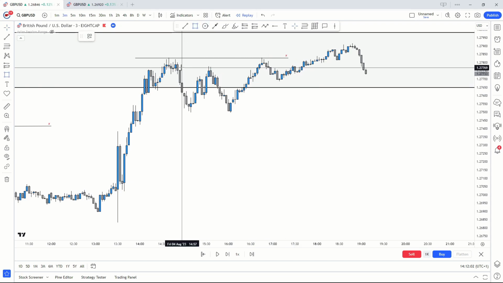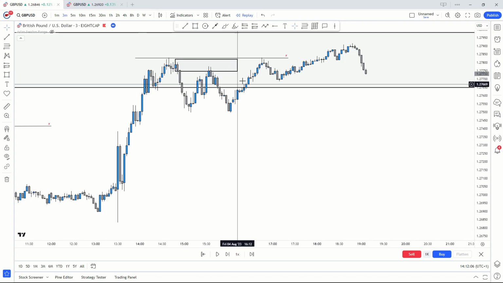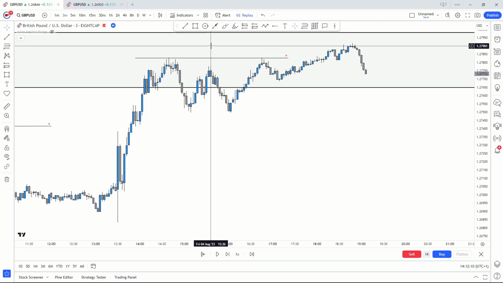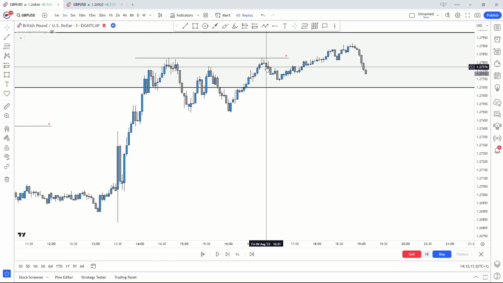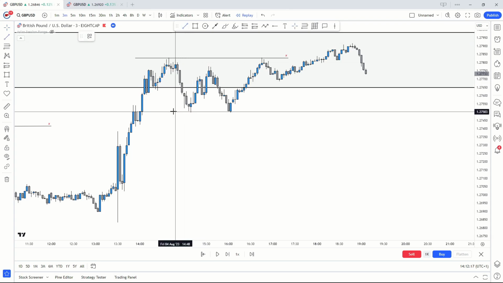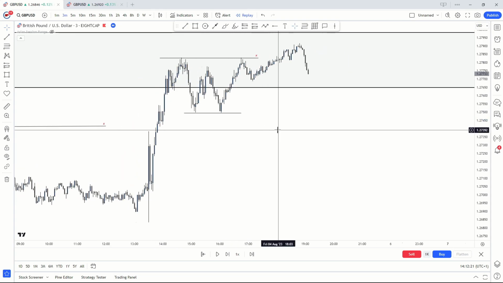So people may have been faked out by this over here and taken an entry from here, and they would have gotten stopped out. But I waited, and I wait for this liquidity sweep. And then after I see this liquidity sweep, I'm going to be looking for the low which caused this move, and that is this low over here. And I'm going to wait for price to sweep this low.